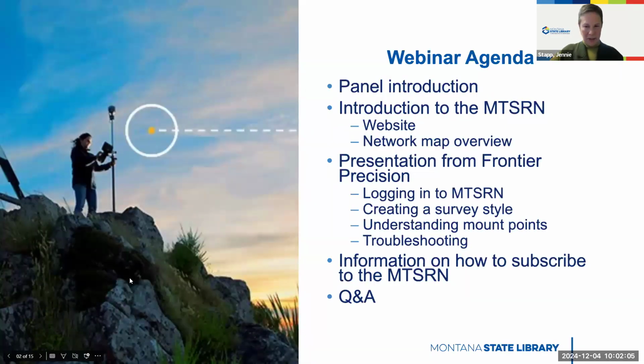So we want to start off by introducing you to our panel. And then we're going to introduce you to the MTSRN for those of you specifically who aren't familiar with it, give you an overview of the resources that are available on our websites. And then we're going to turn things over to our friends at Frontier Precision, who are going to give more of an overview of what it looks like to start using the network, including logging in, how to create your survey style, understanding mount points, and some troubleshooting. And then we're going to provide some information about how you can become subscribers to the MTSRN.